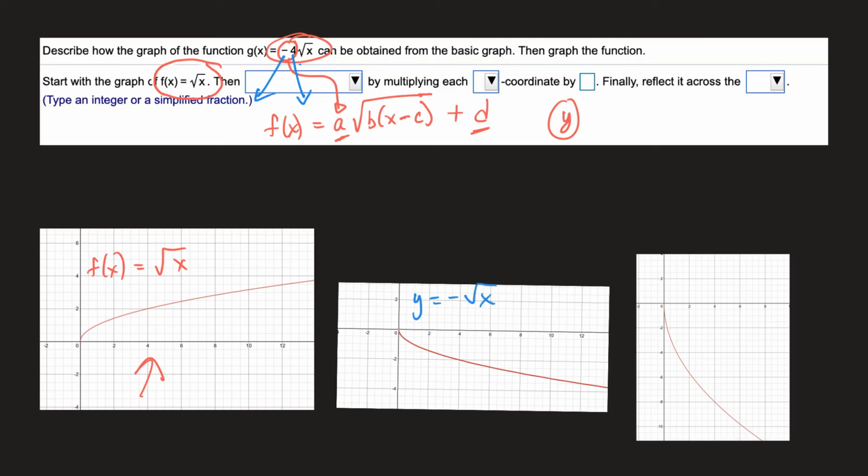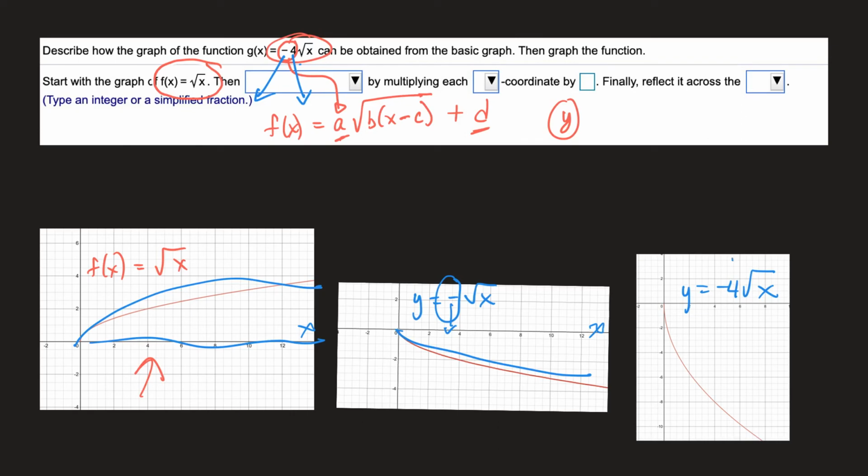So what that 4 does, and here, this graph here is y is equal to negative root x, and this graph is y equals negative 4 root x. So you see immediately what the negative does is that it flips it over the x-axis. So the original one goes up, this one comes down like that. So that negative flips it over the x-axis.